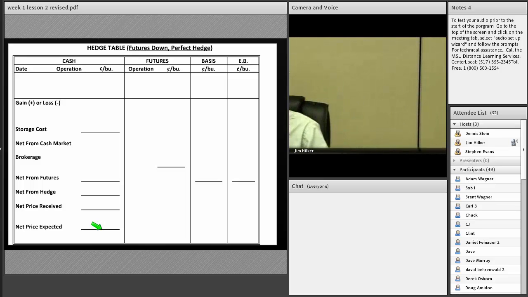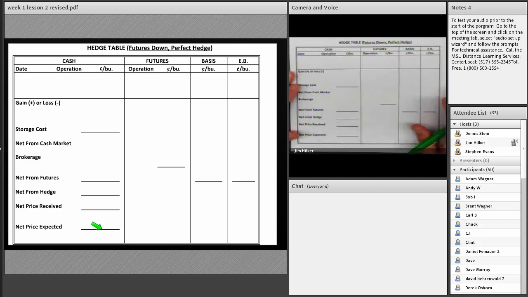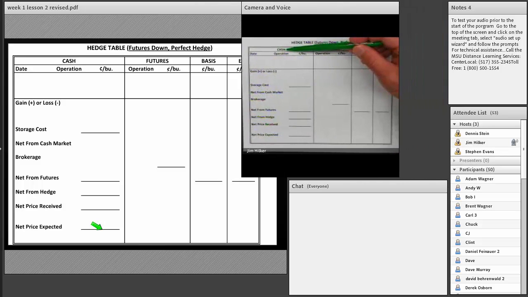We're going to make this picture here a little bit bigger. It's 451. We're going to look at, and in fact, maybe I can go over this chart right here. We'll go up here at the time. This is the hedge table. You have those numbers. You'll notice we have the different parts to it. We have cash. We have futures. We have the basis.